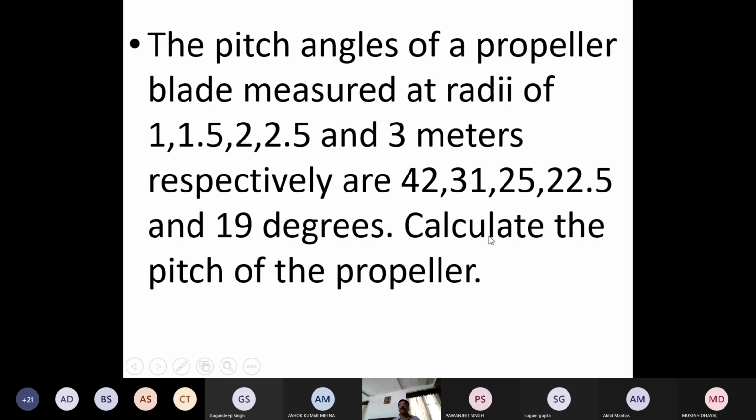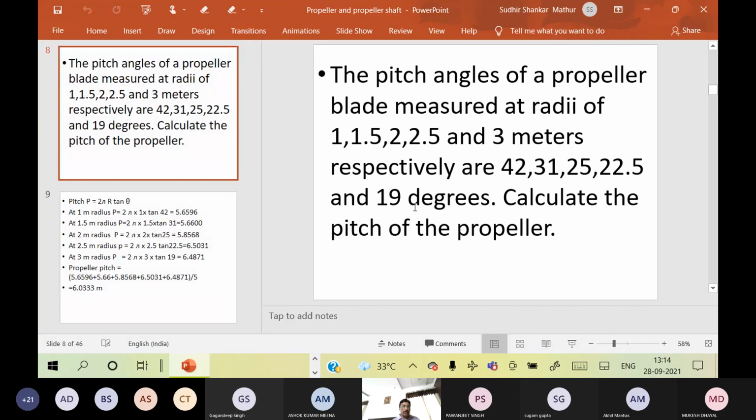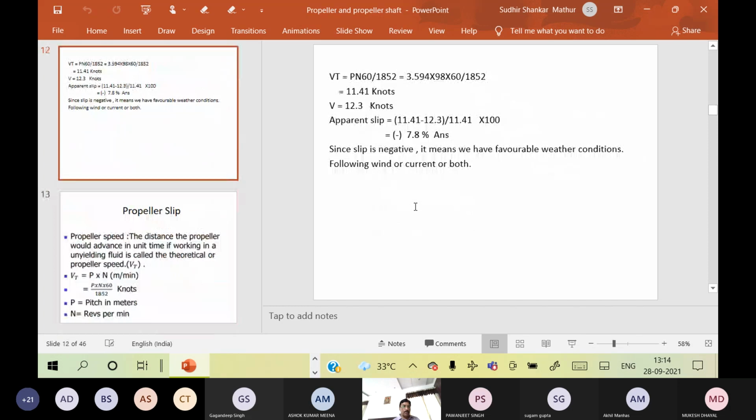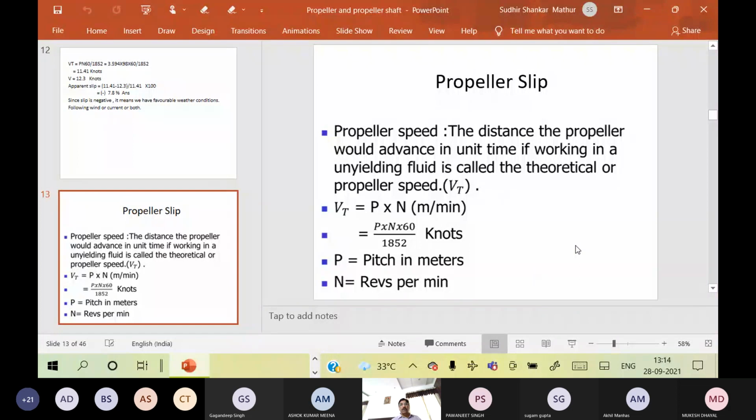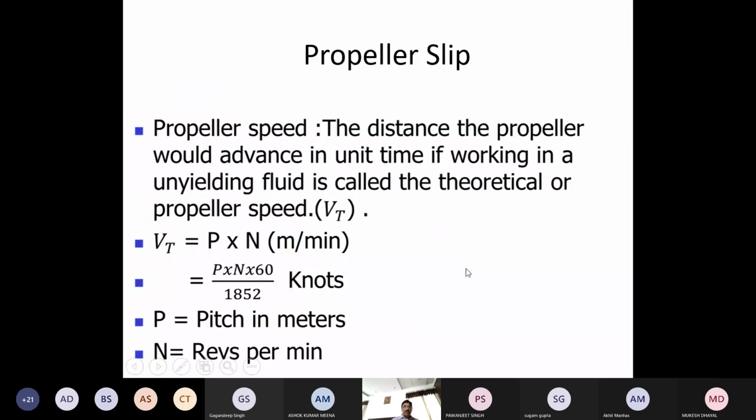propeller speed. Propeller speed is the distance the propeller would advance in unit time if working in an unyielding fluid. We have already said that this propeller is like a screw. So if it moves by 1 revolution, how much distance will it move forward? Capital P, not small p. P is the mean pitch, which is also indicated in the ship's particulars or in the propeller manual on board.